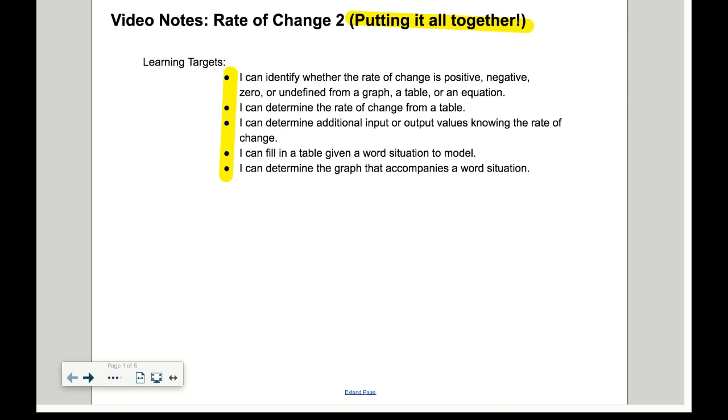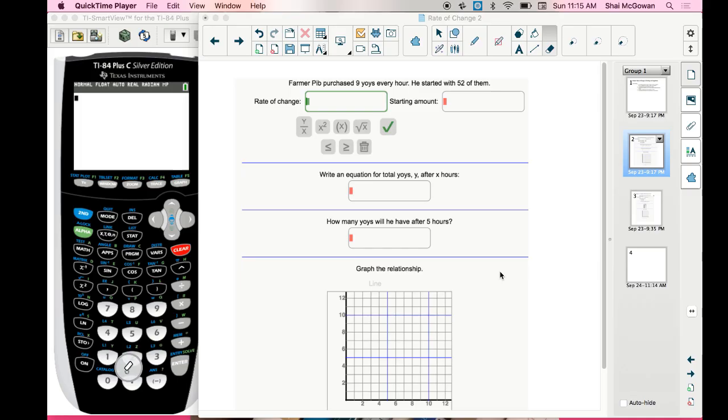The best way to teach this to you is to do it through examples. You're going to see me do 2 examples, and you're going to see me use the calculator. You're going to see me put the answers in GMM as well as write in that Smart Notebook file. This example says Farmer Pibb purchased 9 yoys every hour. He started with 52 of them.